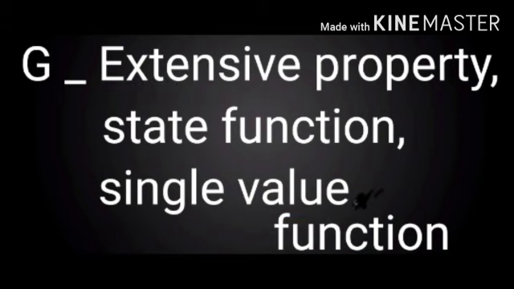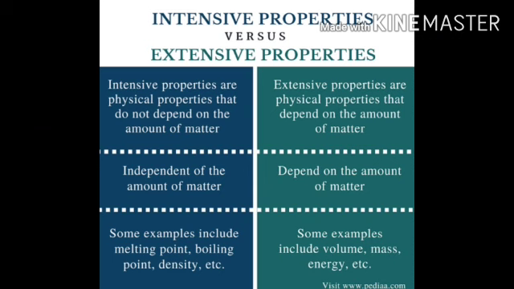What is called extensive property and intensive property? Extensive properties depend upon the amount of matter, but intensive properties do not depend upon the amount of matter. Examples of extensive properties are volume, mass, energy, etc. Examples of intensive properties are boiling point, melting point, density, etc.